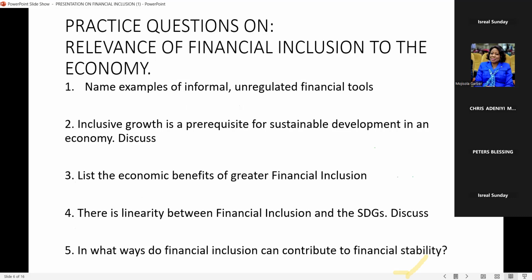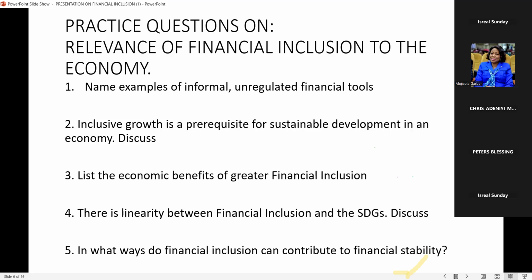Okay, so the practice question on the relevance of financial inclusion to the economy. If I ask you to name examples of informal, unregulated financial tools, I'm sure we'll be able to name them. There are tools that are being used, which are financial tools. They are unregulated. Okay.